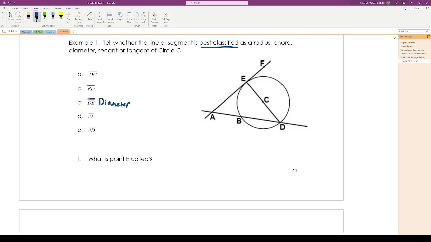Then they ask DC, that's a radius, it connects the center of the circle to the edge of the circle. BD is connecting a point on the circle to another point on the circle. It's a segment, so that's a chord. DE, like we said, is both a chord and a diameter, so that's our most specific name. AE, they say line AE, so that's this whole thing, including an arrow that way, is going to be tangent to the circle because it only touches at point E. So E, remember, was called a point of tangency.